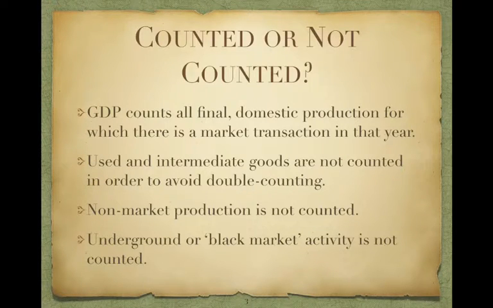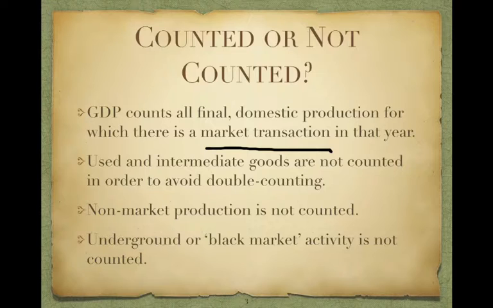So as far as counted or not counted goes, we already have this with the definition, but GDP counts all final domestic production for which there's a market transaction. I would put down on the side of your slide, when we're talking about a market transaction, we mean that there is an exchange of money, but specifically an exchange of money that's being kept track of for tax purposes.